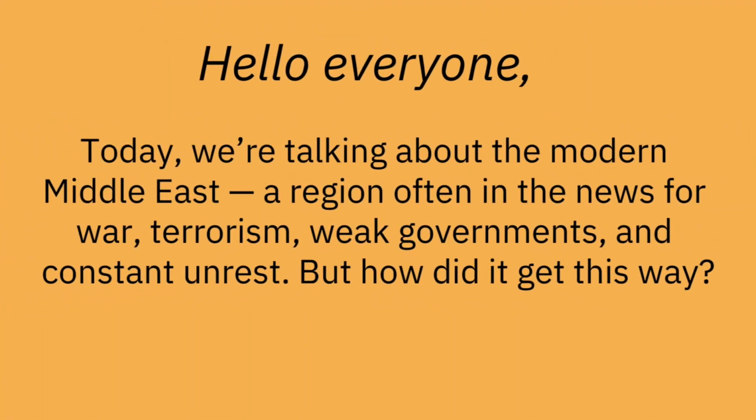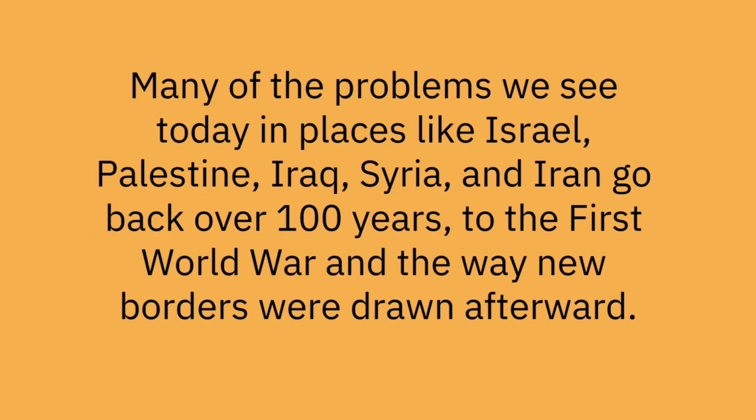Hello everyone. Today we're talking about the modern Middle East, a region often in the news for war, terrorism, weak governments, and constant unrest. But how did it get this way? Many of the problems we see today in places like Israel, Palestine, Iraq, Syria, and Iran go back over 100 years to the First World War and the way new borders were drawn afterward.